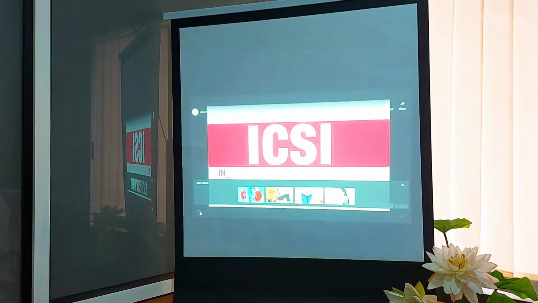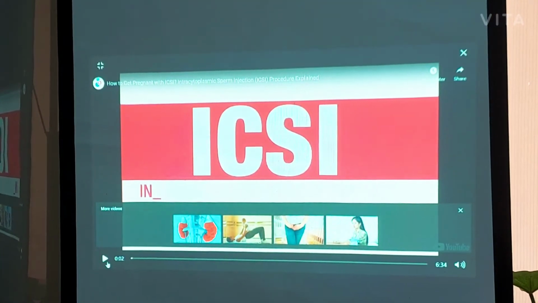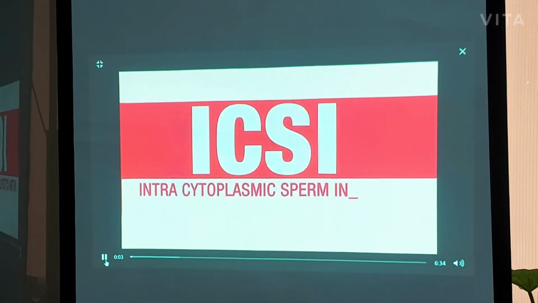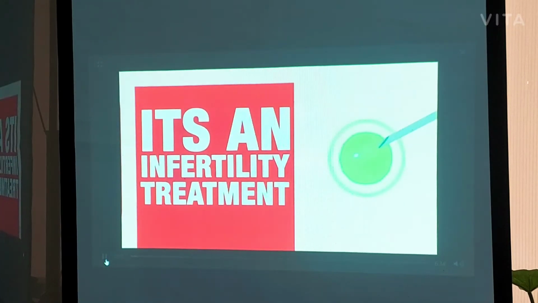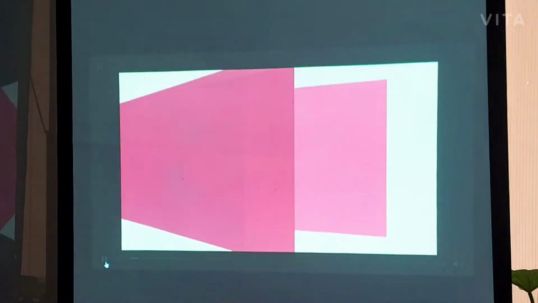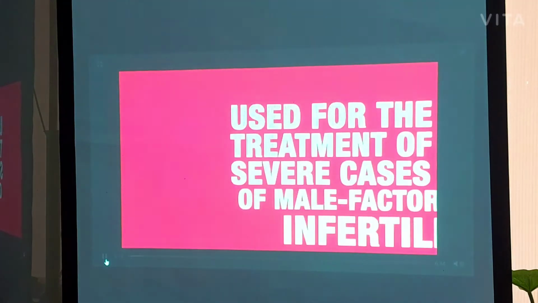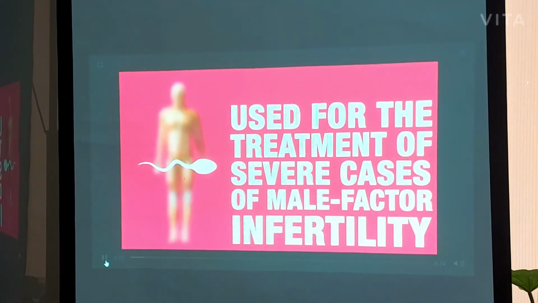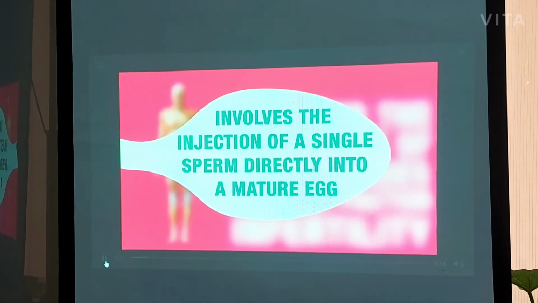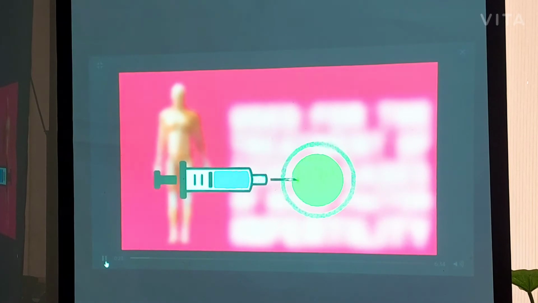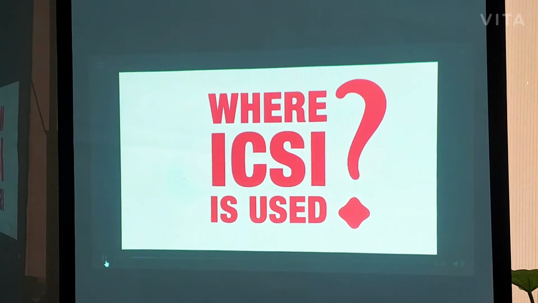ICSI is also called intracytoplasmic sperm injection. This is the procedure which is far superior to IVF. It is a form of infertility treatment. It is a specialized form of IVF procedure, and it is used for the treatment of severe cases of male infertility, and it involves the injection of a single sperm directly into a mature egg. This is a diagram. And how is it done? It is done by using a micromanipulator.